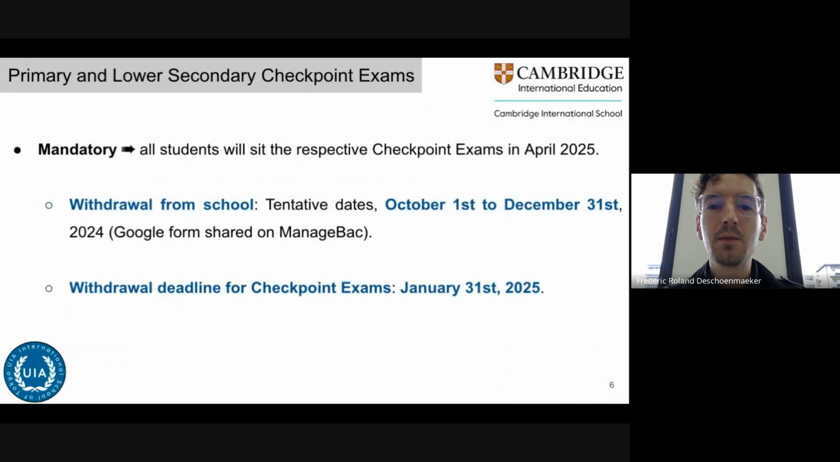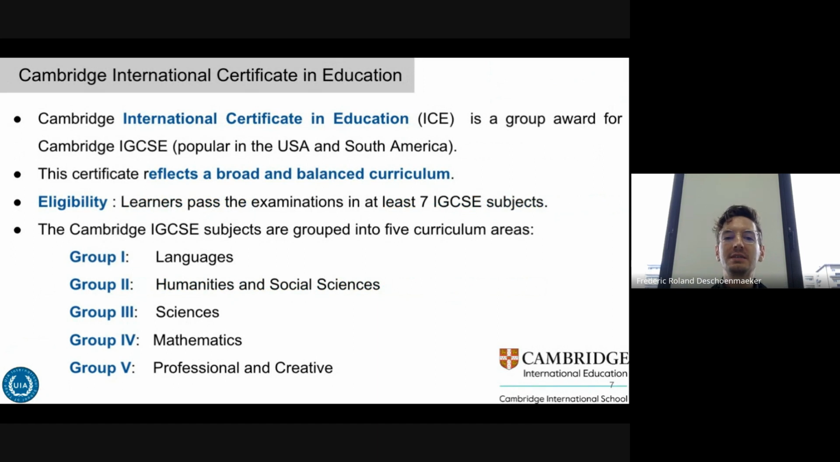Then maybe some of you are interested to know more about the Cambridge International Certificate in Education, or the ICE certificate, that we have introduced for this current academic year. So in a nutshell, the Cambridge International Certificate in Education, shortly ICE, is a group award for Cambridge IGCSE, so it's only applicable for the IGCSE level. It is quite popular in the US and South America.